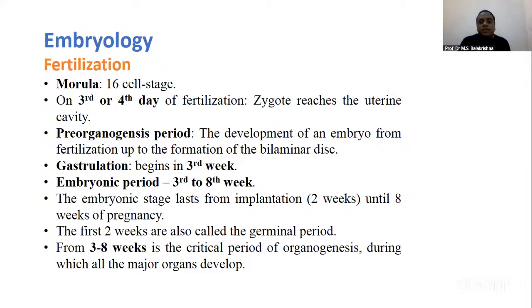3 to 8 weeks is the critical period. I told you up to 2 months is the critical period for organogenesis, during which all the major organs develop. So in MCQs, they will ask you the critical period for organogenesis and the number of weeks, 3 to 8 weeks, which is extremely important.